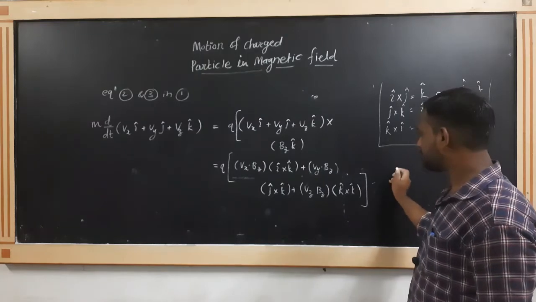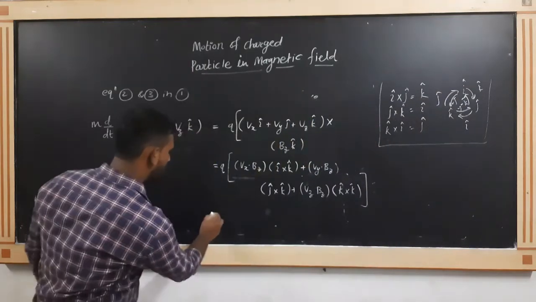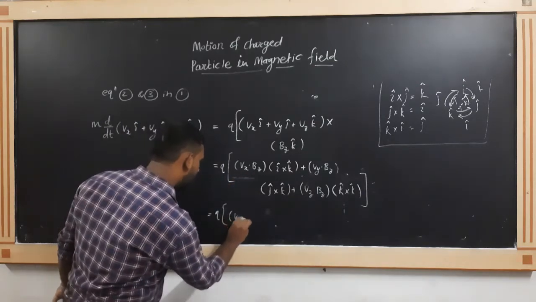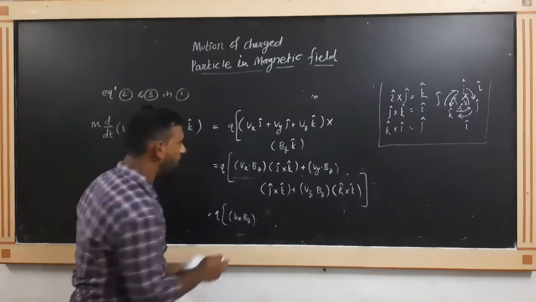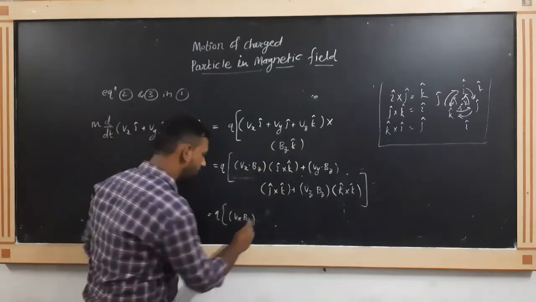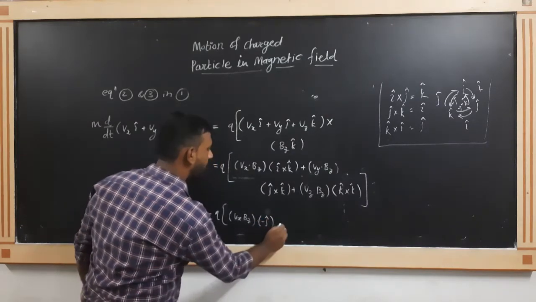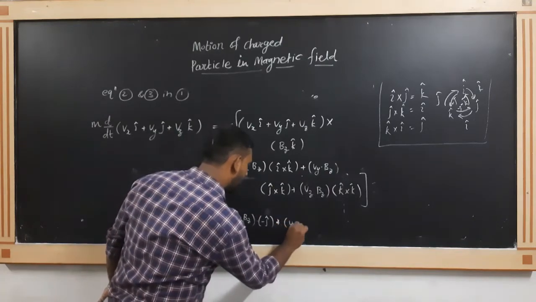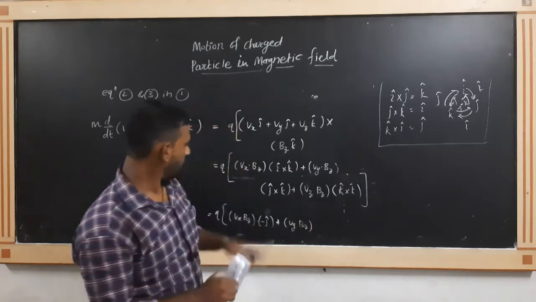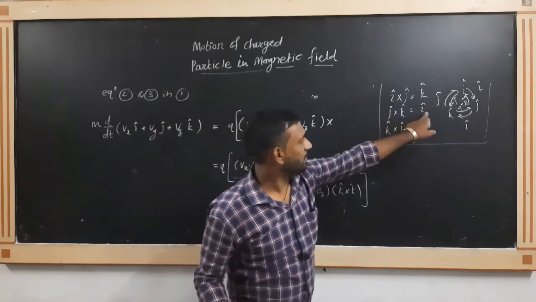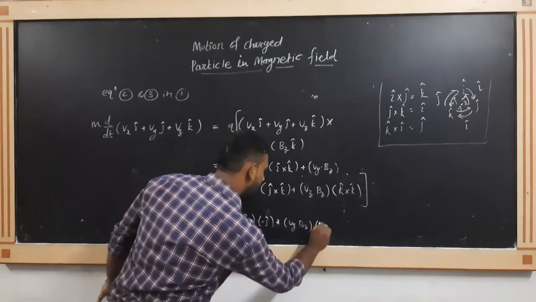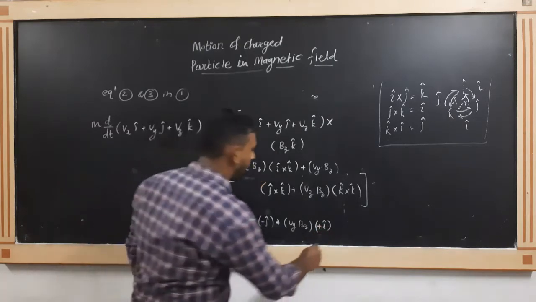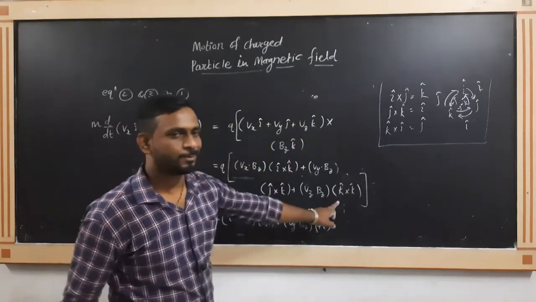Okay, so we write over here similarly. Q as it is, Vx Bz as it is, and what is I cross k? Minus j cap. Plus Vy Bz as it is, and what is j cross k? j cross k is I, so plus I cap. And what is k cross k?